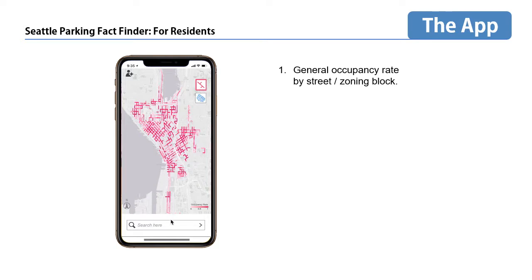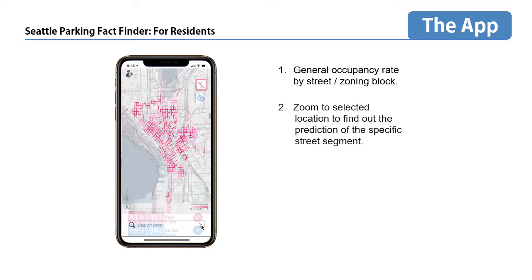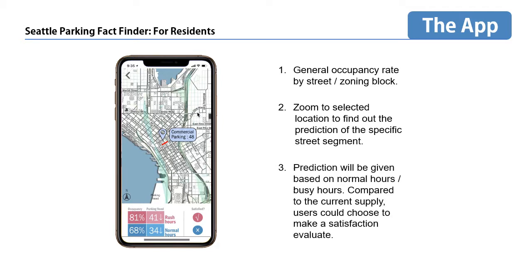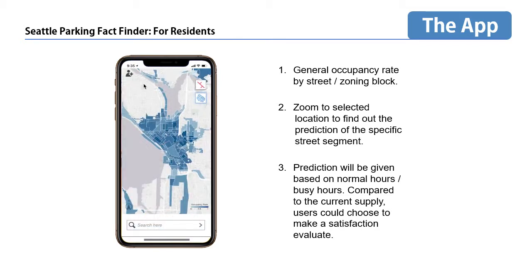Residents could either choose on the map or input the street that they want to zoom in, and then they will get to the page showing the prediction of that street during peak hours and normal time. The arrow indicates whether the prediction is below or above the current supply. Based on the prediction, citizens could make an evaluation about their street. Citizens could either go back to the former page.